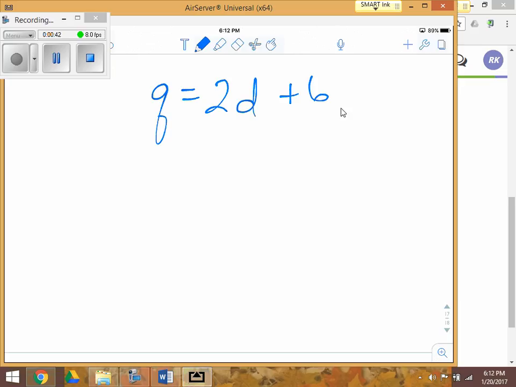Let's go with our equation and let's make a t-table. Again, our input is on the left, our output is on the right, and let's go ahead and start with 0. 2 times 0 is 0, plus 6 is 6. Now, this doesn't make sense at all. But again, this is how we kind of get going with our equation. What this says is 0 ducks, we have 6 quacks.